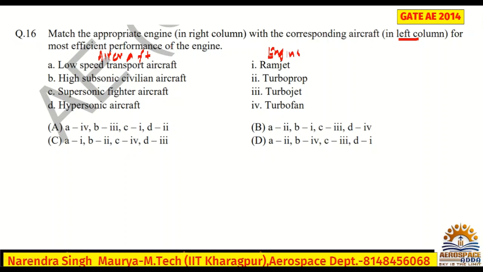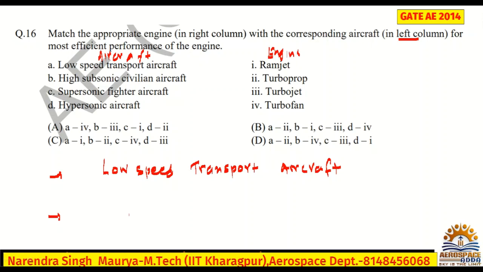If we know the range of the Mach number, based on that we can decide the option. Like low speed, high speed, supersonic fighter and hypersonic, so that we can write. If it is low speed, I must write here low speed transport aircraft. So low speed means what? The Mach number is less. And if you check the engines here, turboprop, ramjet, turbojet, turbofan are given.